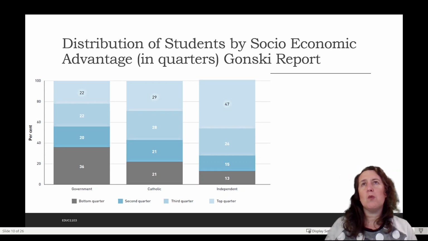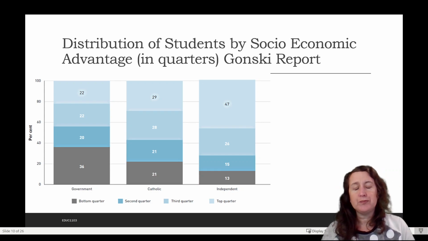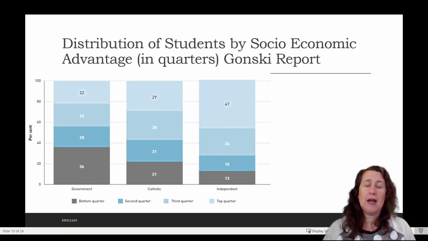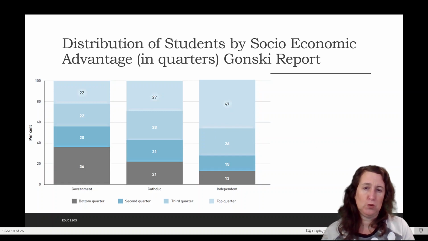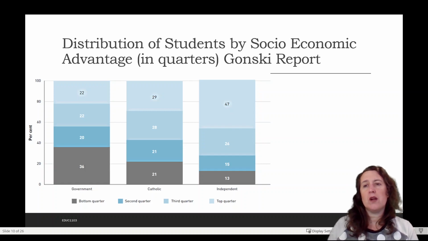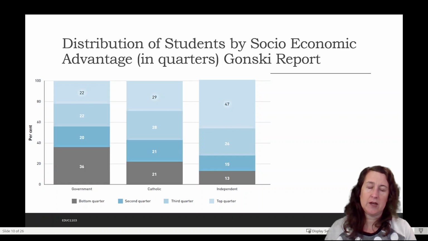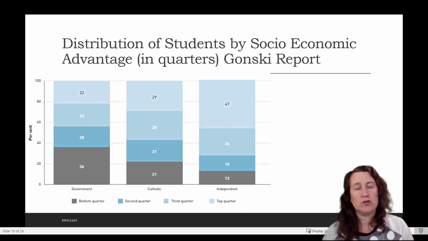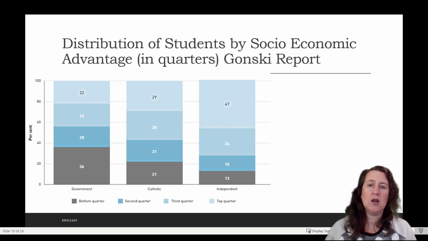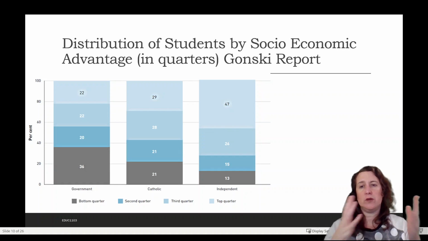So when we think about schooling in Australia, we like to think of Australia as the land of the fair go, but we can see that different students are being educated in different types of schools. And so if socioeconomic status had no bearing on education and students were evenly distributed between the different types of schooling systems in Australia, what we would see is every schooling system would look the same.